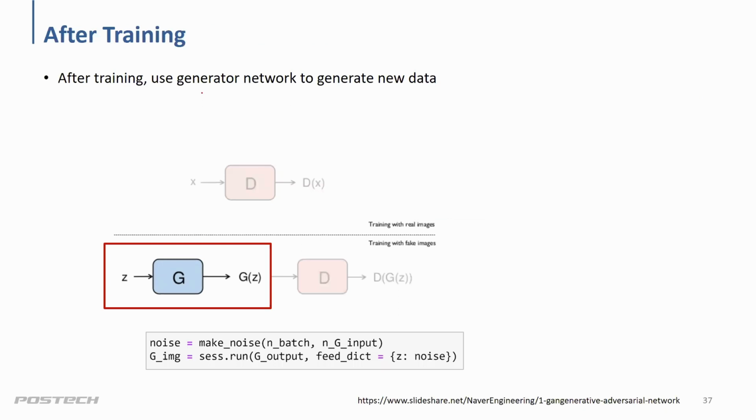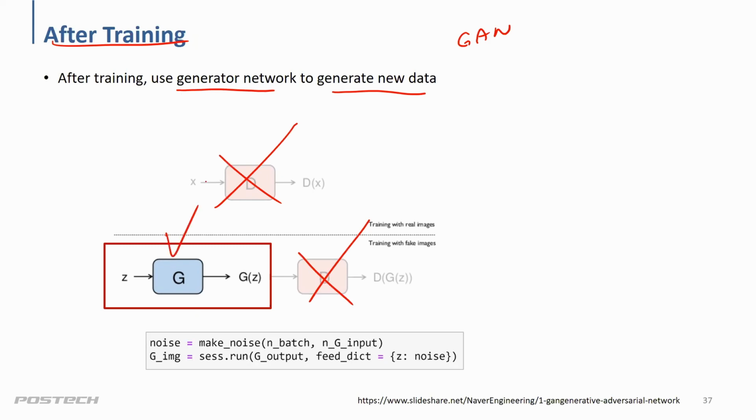Now after we trained, so again, if you remember, this GAN is one of the models for generative models. After that, we're going to use the generator only to generate the new data set. We don't need the discriminator anymore, right? So we don't need this. The only thing we need is the generator.